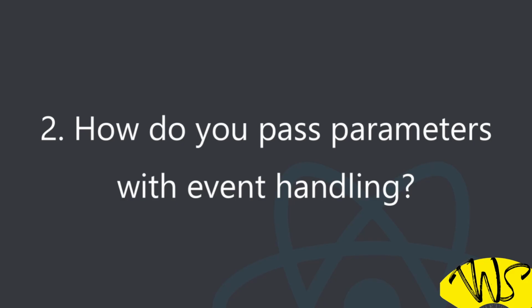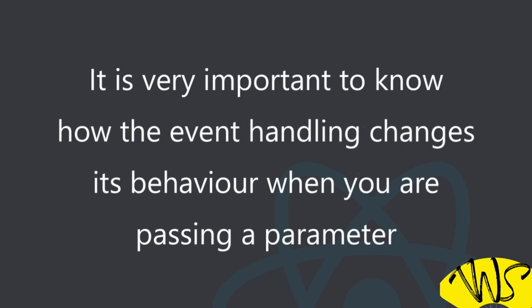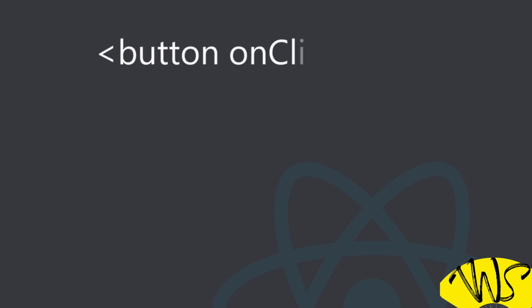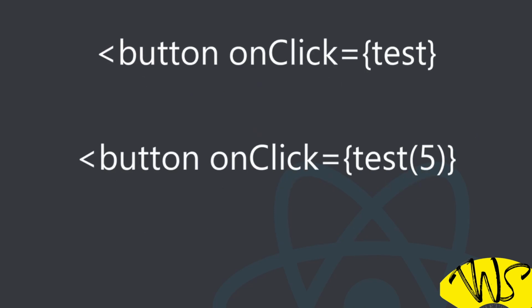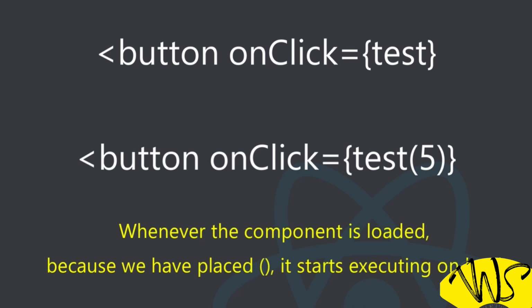The second question is, how do you pass parameters with event handling? Now, this is very important to know how the event handling changes its behavior when you are passing a parameter, and that we already saw that if you have a function like this, there is no problem. But the moment you pass a parameter, let's say a value, then the problem starts. The reason is whenever the component is loaded, because you have placed brackets here, it starts executing on load. Now you don't want that.